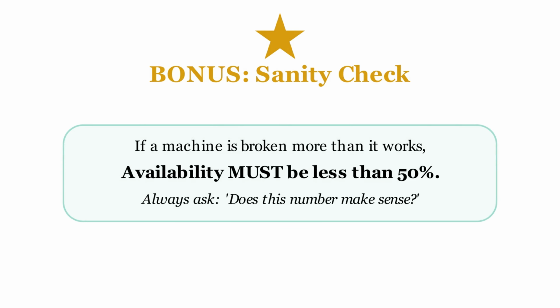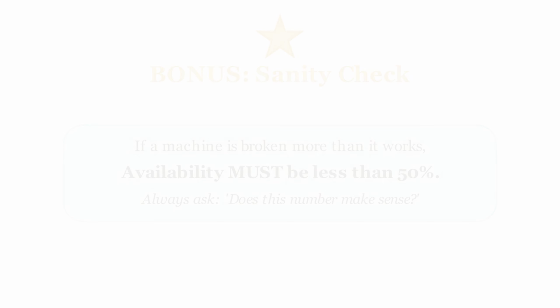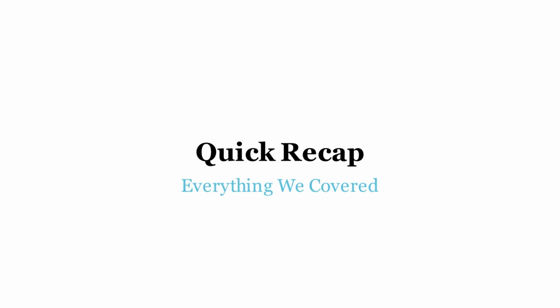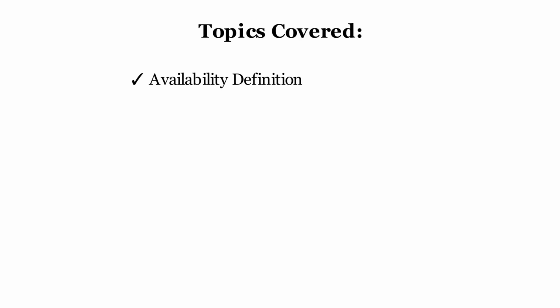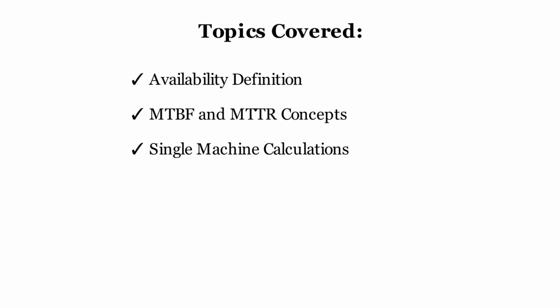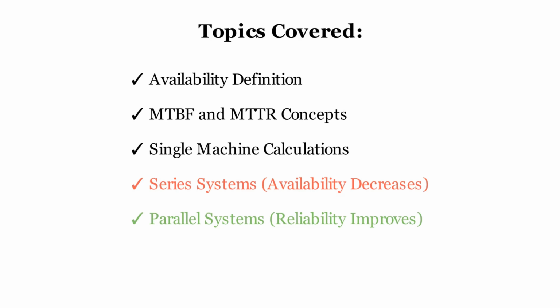Bonus tip. Always do a sanity check. If your machine spends more time broken than working, availability should be less than 50%. Use logic to verify your math. Alright, let's do a lightning-fast recap of everything we covered today. We learned availability definition, MTBF and MTTR concepts, single machine calculations, series system availability, which always decreases, and parallel system availability, which dramatically improves reliability.